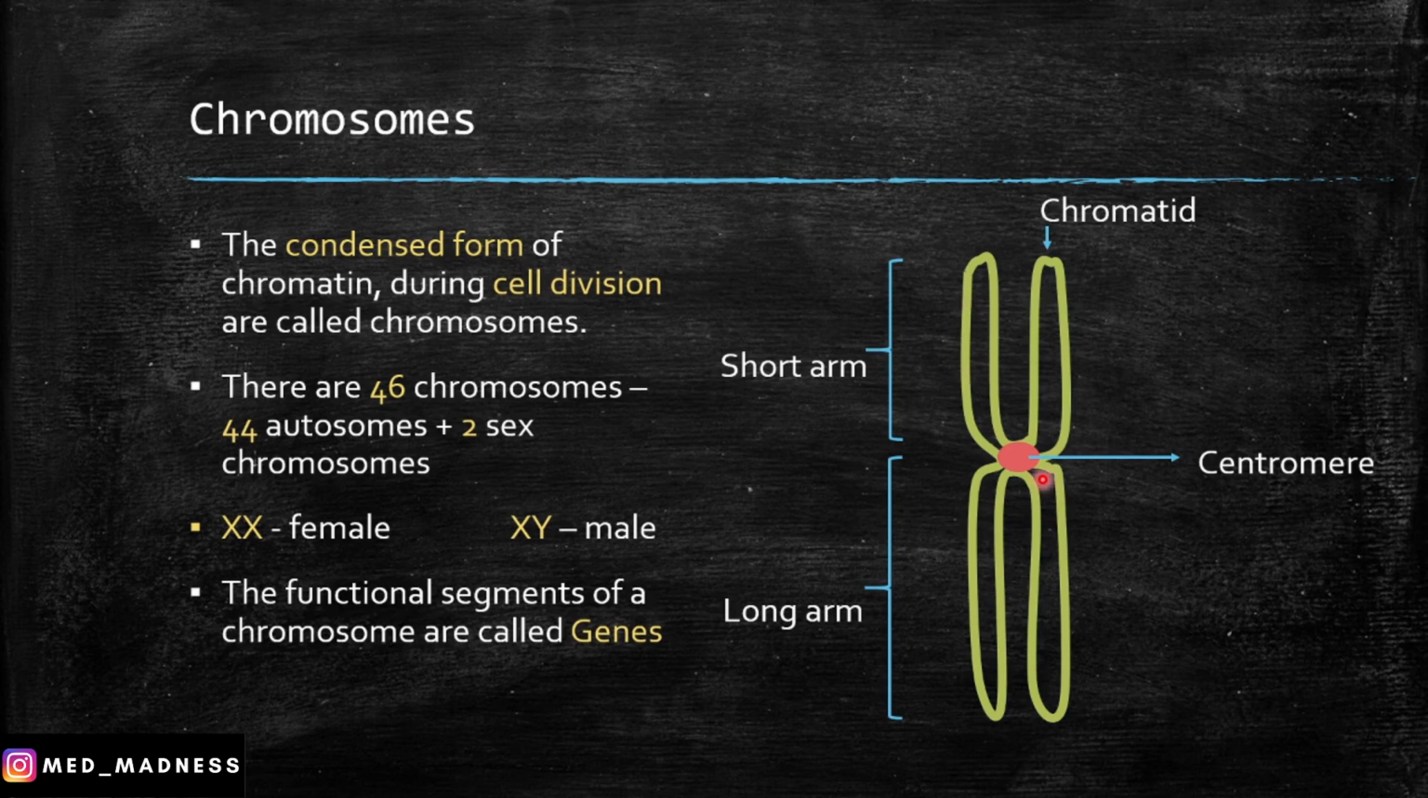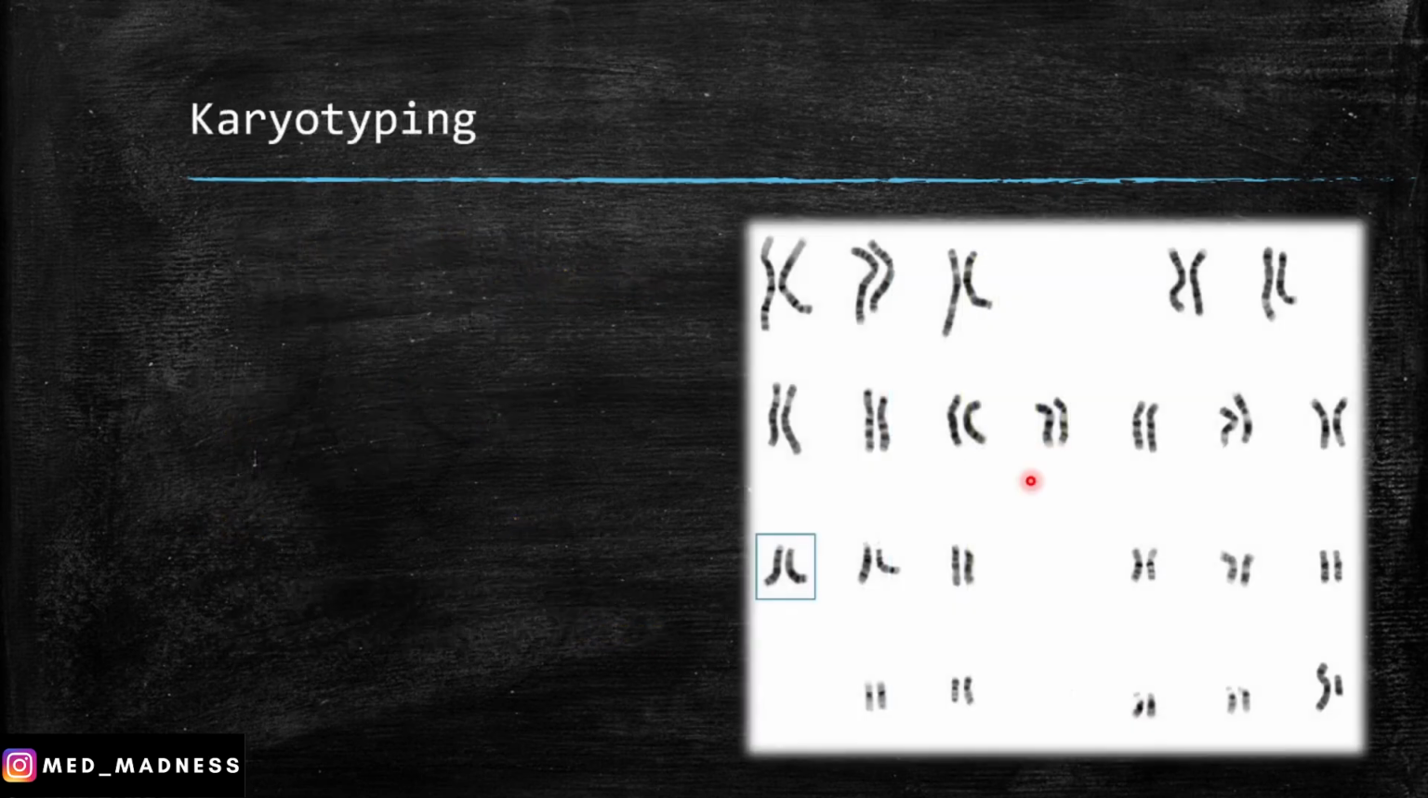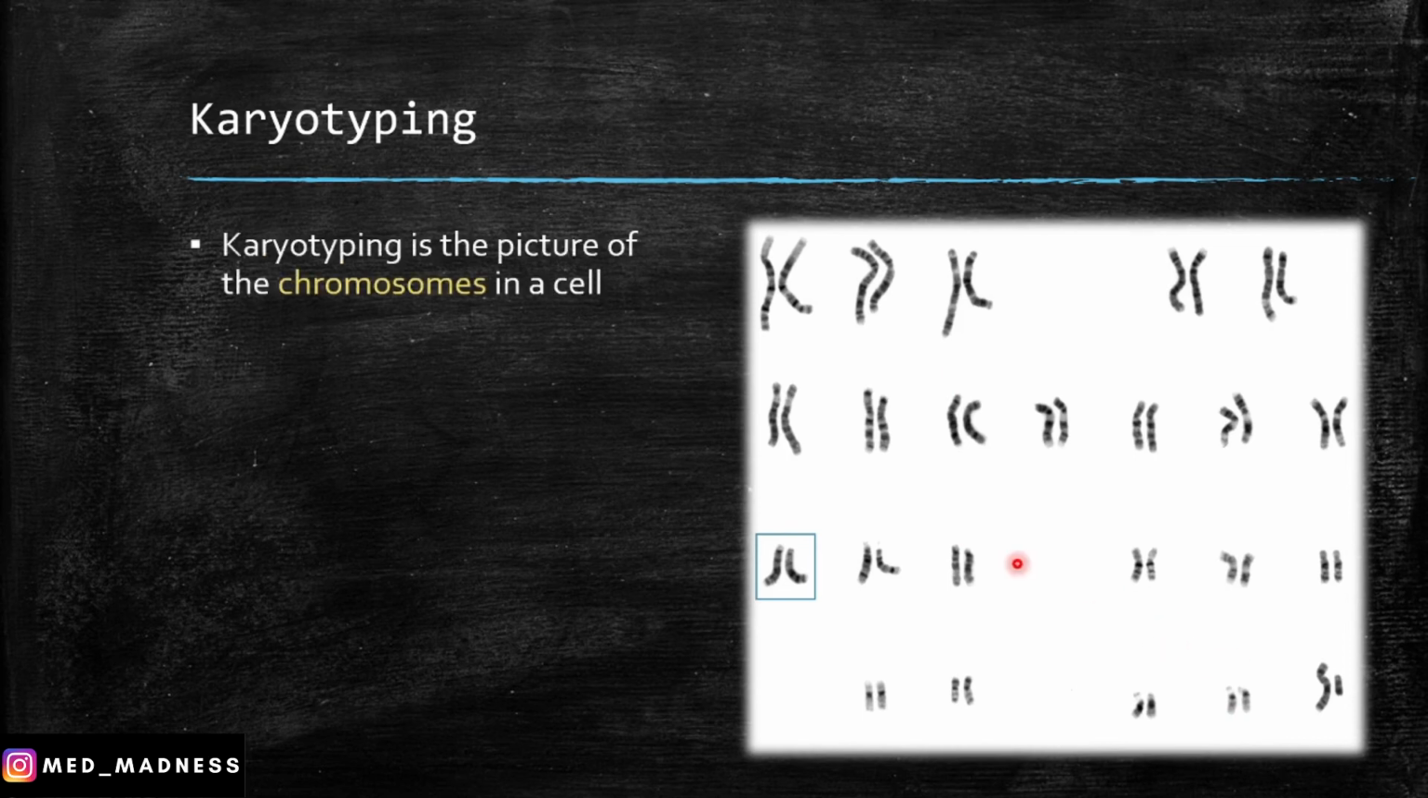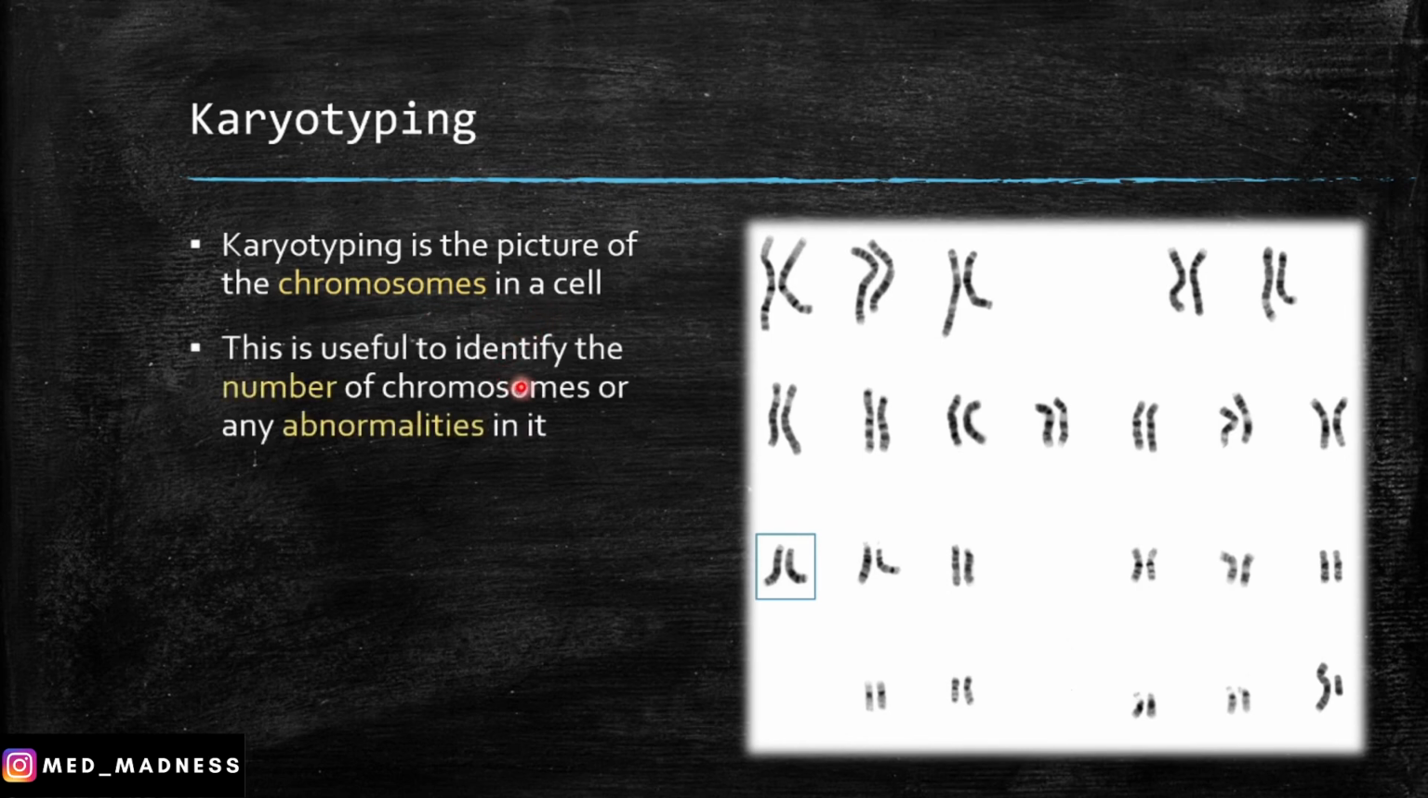Can we see the chromosomes in a cell? There is a process which we call karyotyping. Karyotyping is nothing but mapping out the chromosomes in a cell. When the cell is actively dividing, we stop the cell division, take the chromosomes out and arrange them like this, and we can see the number of chromosomes and also the abnormalities in it. So karyotyping is a picture of chromosomes in a cell. This is useful to identify the number of chromosomes or any abnormalities in it.